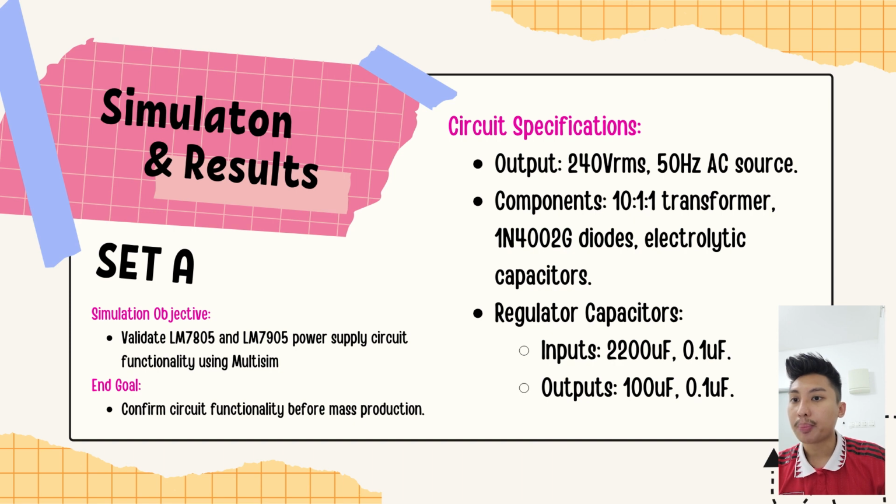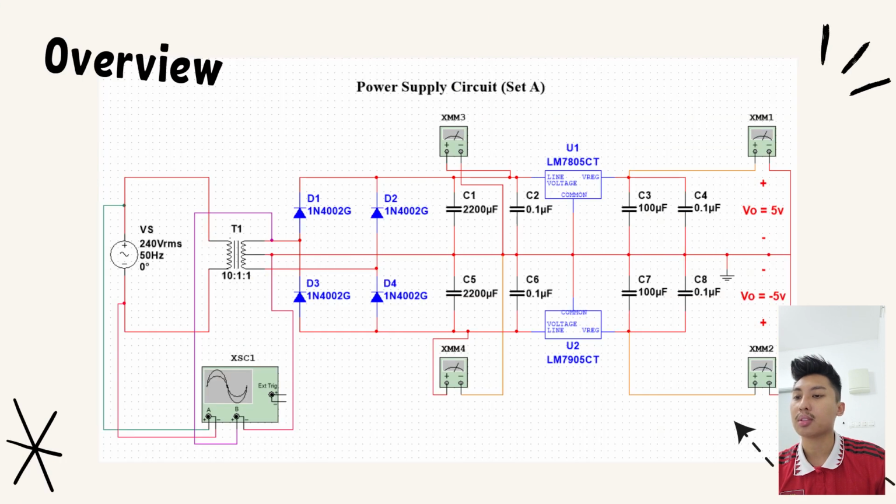The circuit produces a typical output of 240 VRMS at 50 Hz from the AC source. It includes a 10-to-1 transformer, 1N4002G diodes, and a set of electrolytic capacitors for the regulator inputs and outputs, as shown in the next slide. This is the overview of our circuit.